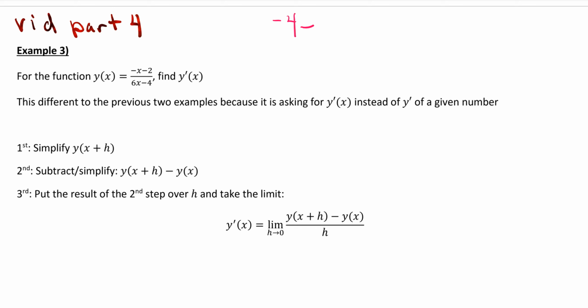These are the week 5 asynchronous notes. This is page 4, video part 4.